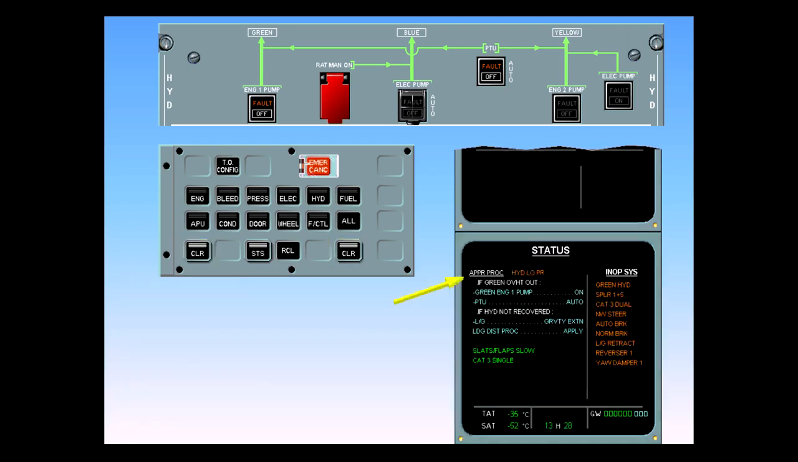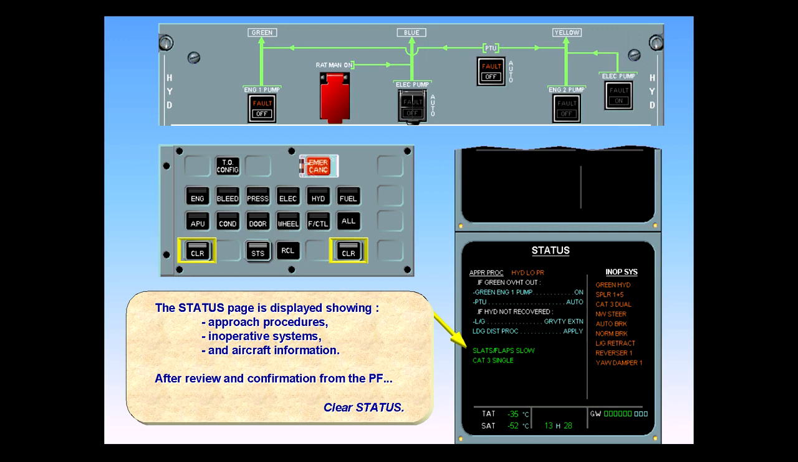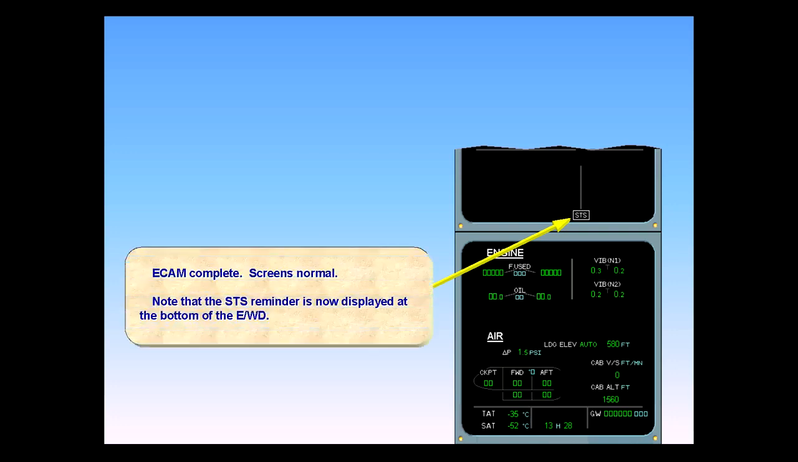The status page is displayed showing approach procedures, inoperative systems, and aircraft information. After review and confirmation from the pilot flying, clear status. ECAM complete, screens normal. Notice that the STS reminder is now displayed at the bottom of the EWD.